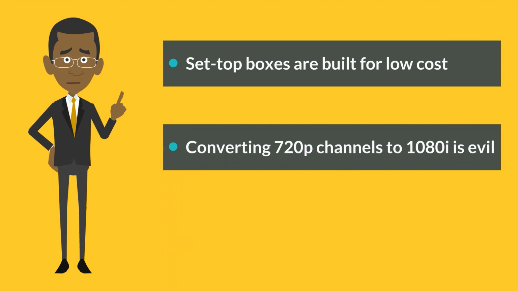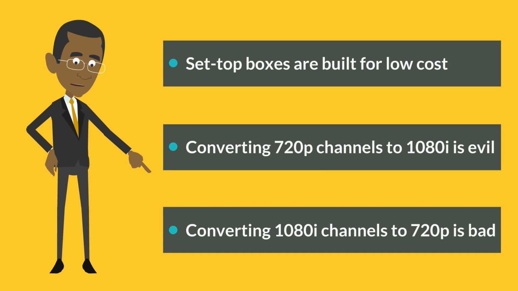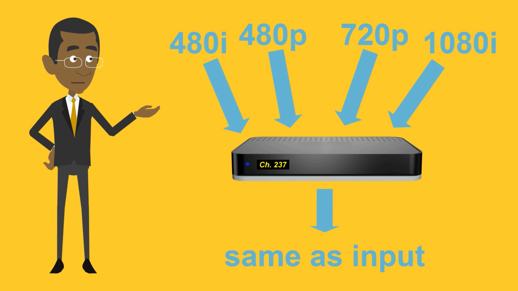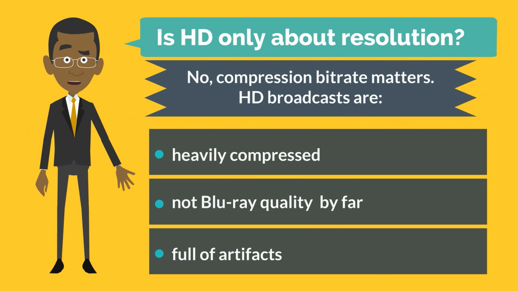Then, your TV is progressive. 720p channels should never be converted to interlaced, as their quality will greatly suffer. Last, converting 1080i channels down to 720p can also damage picture quality. Better set-top boxes, like TiVo, can output channels in their native format. What comes in comes out. This will always give you the best quality, with or without mCable. You should know one last thing about HD broadcast. Channels are heavily compressed, and even though the resolution is HD, the quality is not at all comparable to Blu-ray.